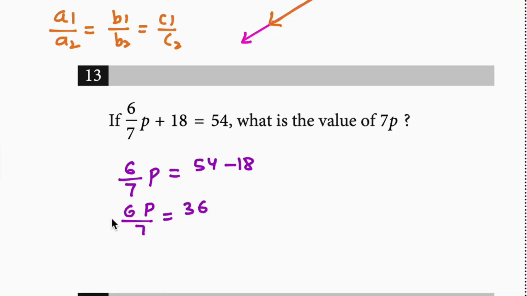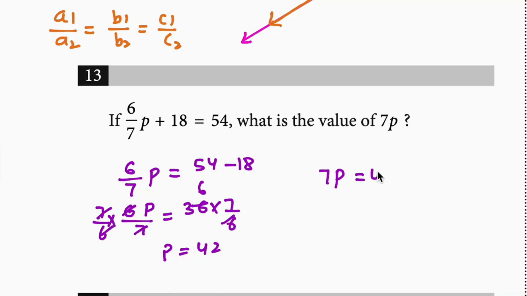Okay. Now I'll multiply by 7 by 6 on both sides to find p because that will be cancelled. So p is equal to 42. But what we need is 7p. So 7p, oh sorry, p is equal to 42. We need 7p, so we will multiply by 7 on both sides, and that will be 294. So 7p is equal to 294.